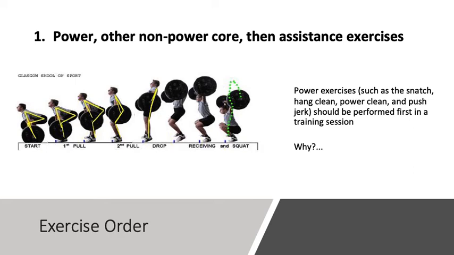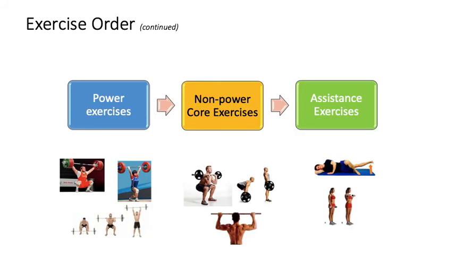And why is this so? Because of neuromuscular fatigue. The power-based exercises stress the neuromuscular system so much that you don't want to be doing these at the end of a session when you're already fatigued. You want to be as fresh as possible to do power-based work, and as such, you want to make sure that your training session is ordered appropriately, with power-based exercises first, then non-power core, then assistance exercises. That's the first consideration. Here's an example of the order.